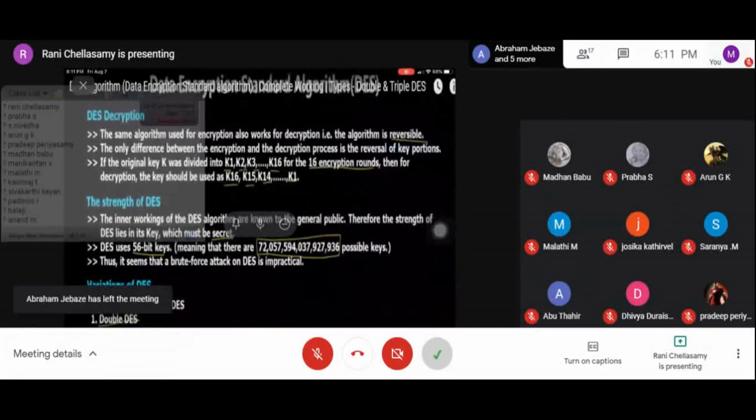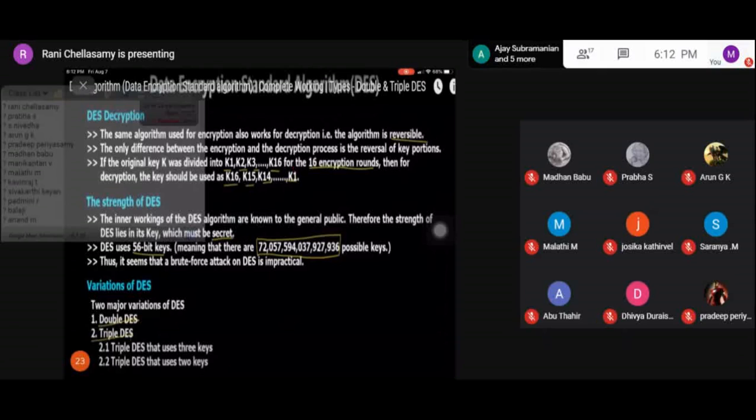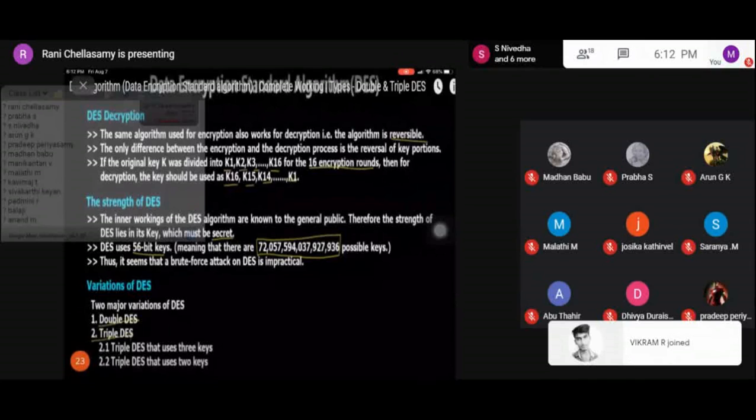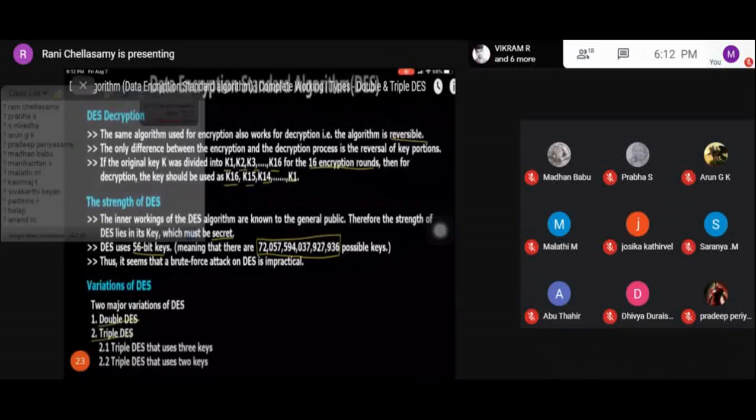Encryption is the reverse process of decryption, so the same algorithm is used for decryption also. The algorithm is reversible. The only difference between the encryption and decryption process is the reversal of the key portion. Make a note of this: at each and every round, you are going to generate a key. At the first round you generate key 1, that is K1. If you are performing 16 rounds, then 16 keys will be generated, K1 up to K16.